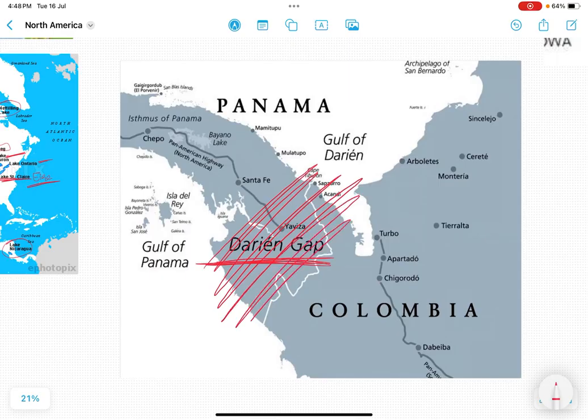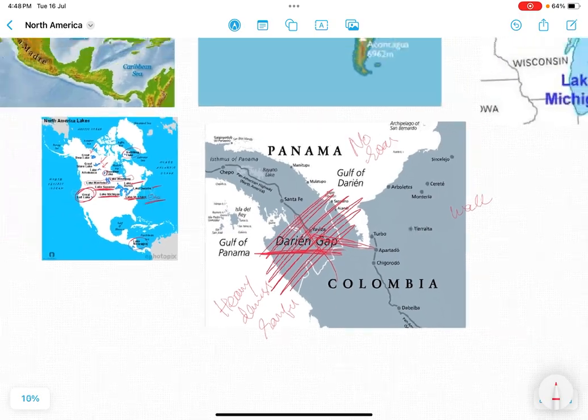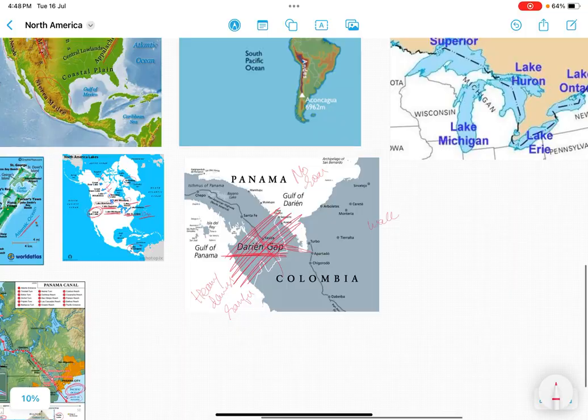This region is heavily dense rainforest, and there are no vehicles, there is no road. As you can see, there is a lack of roads in this region. So people have to walk, they have to cross by walking. They have to cross this Darien Gap. So you can see where the Darien Gap lies.